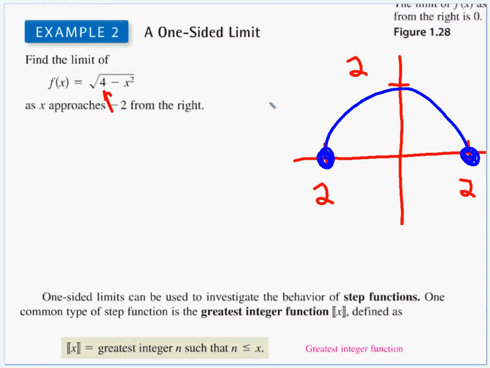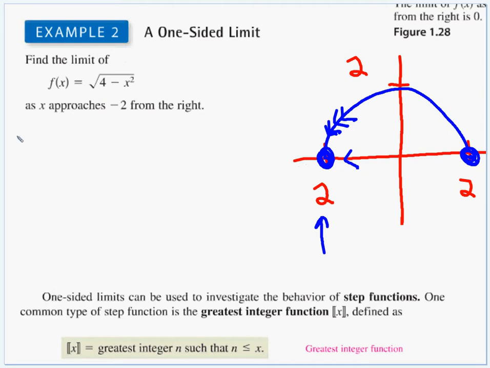So we're approaching negative 2 from the right. So here's negative 2. We're approaching from the right. That means we're approaching down this part of the semicircle. Could we approach from the left? There's nothing over here. So we could not approach that point from the left because our function is not defined.